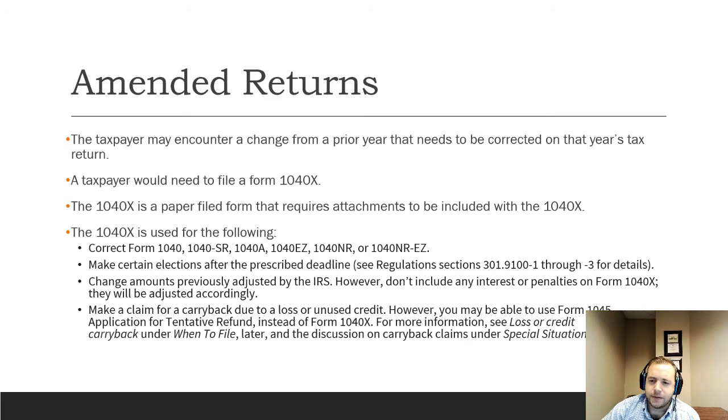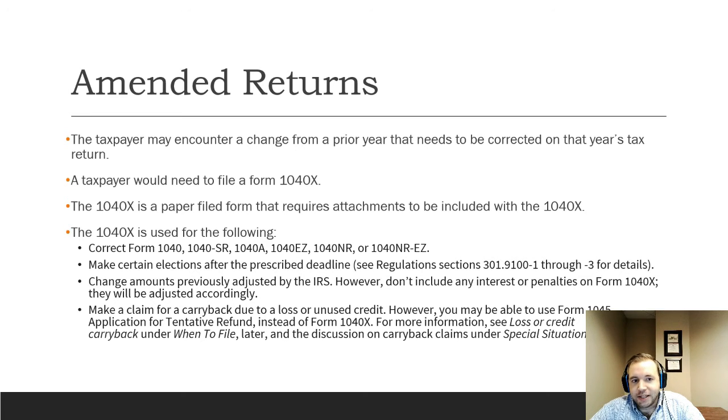Depends on what happened. All right, so they may encounter a change from a prior year that needs to be corrected on that year's tax return. Taxpayer would need to file a Form 1040X. 1040X is a pretty flat form. You got one page, actually two really, but the main page is what's important. You give a little description of where the boo-boo occurred, who's got to fix it, what fixed, what changed, what forms were impacted. Just one big record-keeping nightmare.